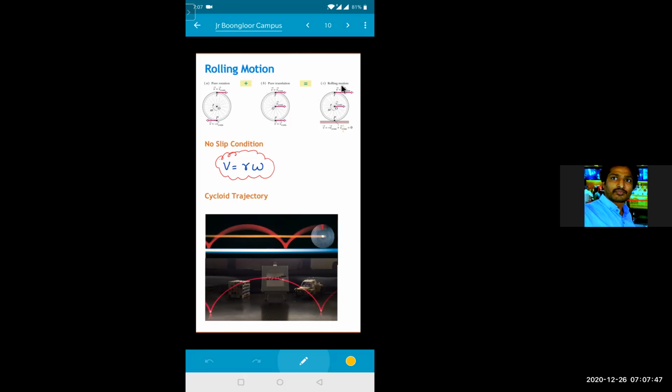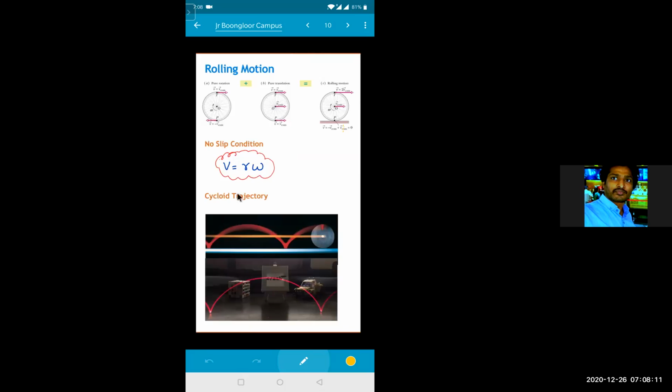If we add these two, what are we getting? Rolling motion. Now for pure rotation, here VCM is in the opposite direction, whereas for pure translatory motion, each and every particle is moving in the front direction. So if I add it at the highest position, we get 2 times VCM, and at the lowest position we get minus VCM plus VCM, that is equal to how much? 0.